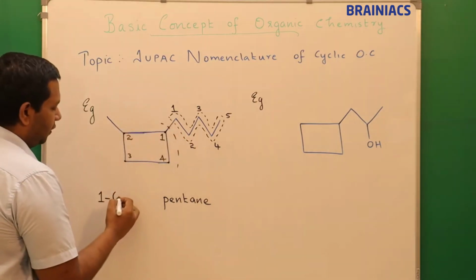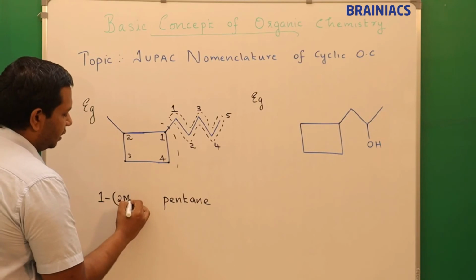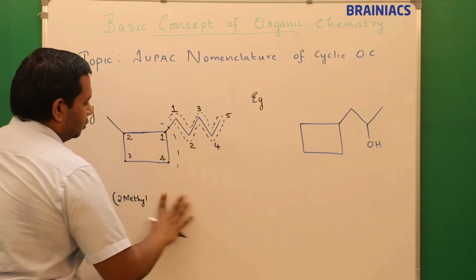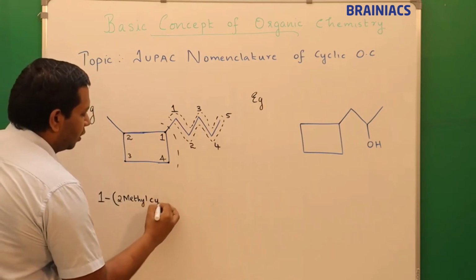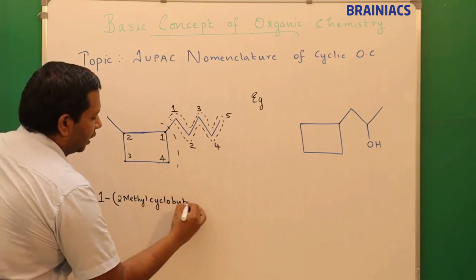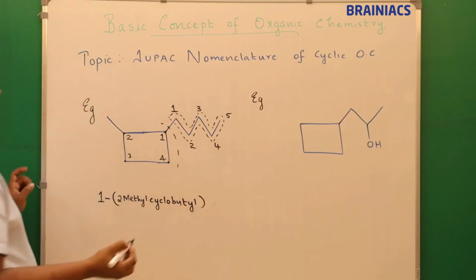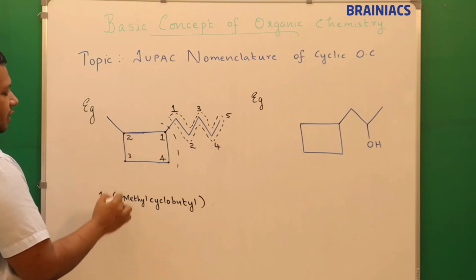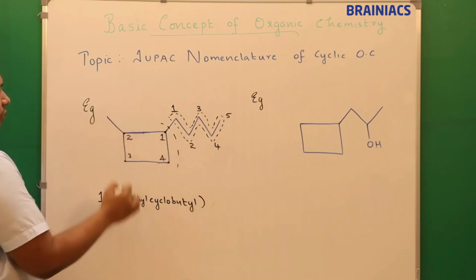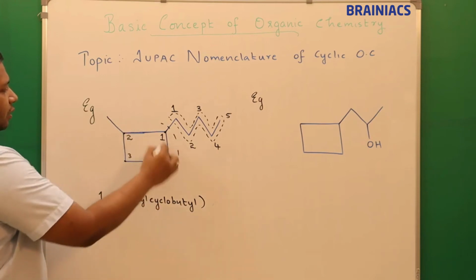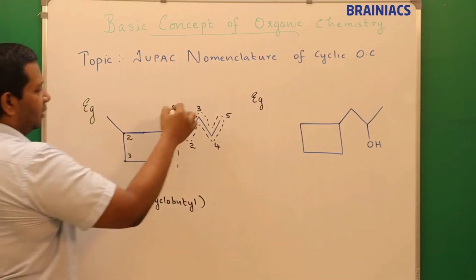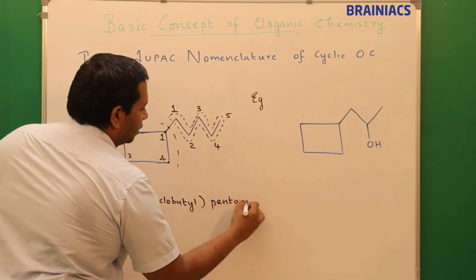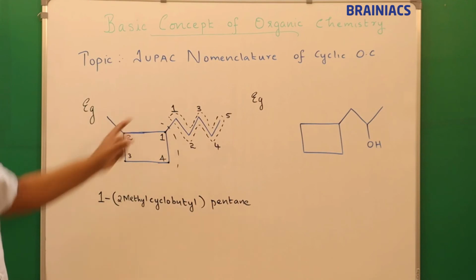So I write 1-(2-methylcyclobutyl). So 1 hyphen, please understand, 1 is connected to here, so that's why 1 hyphen. Then inside this, at the 2nd position we have methyl, so 2-methyl. The whole thing is cyclobutyl. Then we have the parent chain, that is pentane. Understood? So this is the kind of naming they can ask.